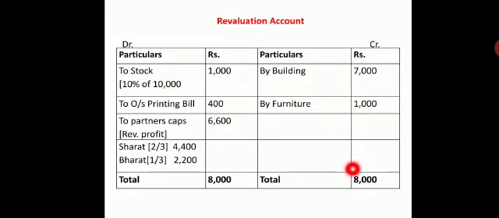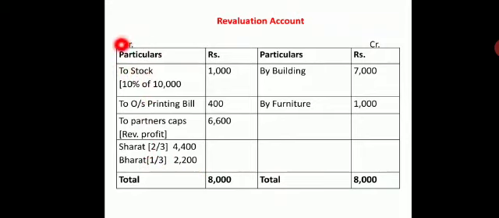Now take the total of the revaluation account. The credit side is more, 8,000. Write the same total, 8,000. Now the difference between 8,000 and 1,400, that is 1,000 plus 400, is 6,600. This 6,600 has to be distributed to the old partners in their old ratio of 2/3 and 1/3, which amounts to 4,400 for Sharat and 2,200 for Bharat. The revaluation account gets completed.